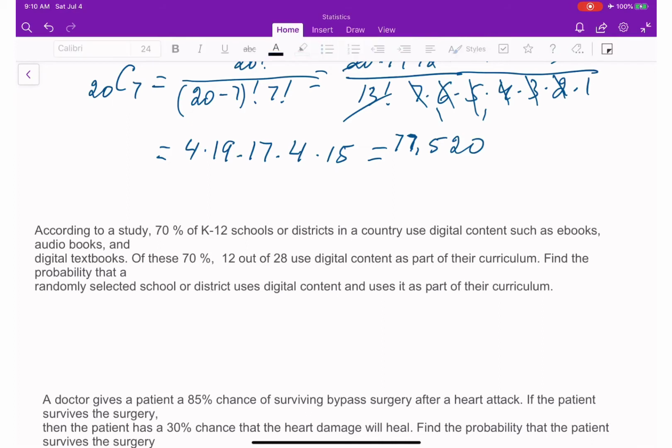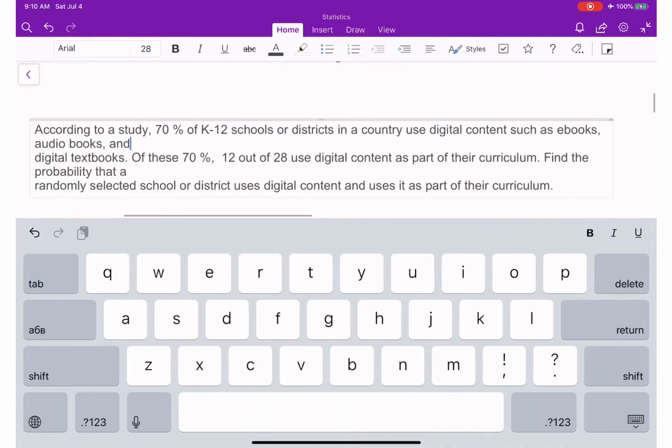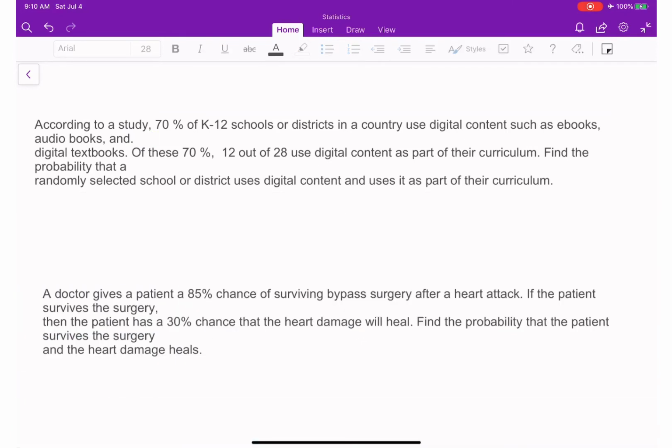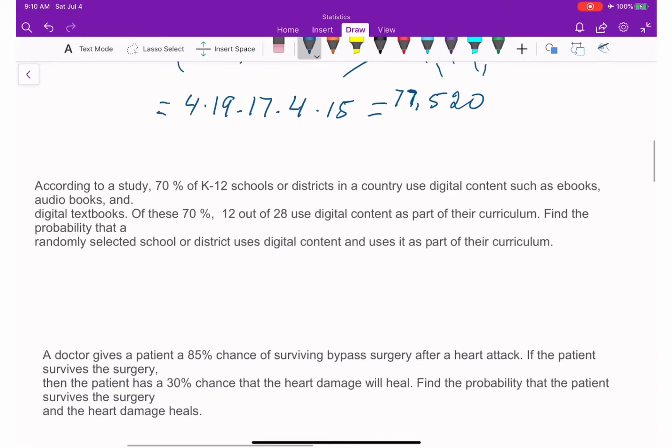1 second, let me see if I can. No, I want it formatted nicely, it's not working. So, audiobooks and digital textbook.